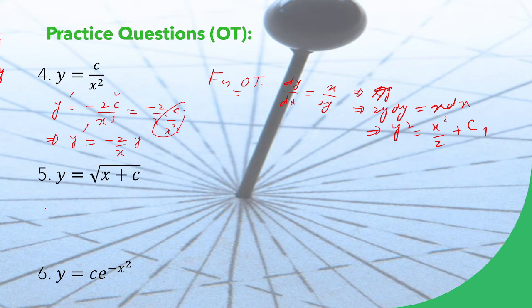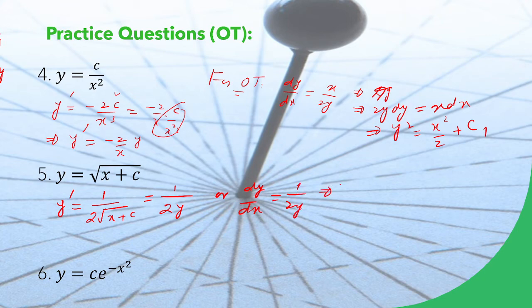So the next one is y is equal to under root x plus c. So first we would be constructing a differential equation which represents this family of curves. So this would become 1 divided by 2 under root x plus c. Now we want to eliminate this one, so you see x plus c under root is what? That is equal to y, so we are having 1 over 2y. So we have a differential equation dy by dx that is equal to 1 divided by 2y.